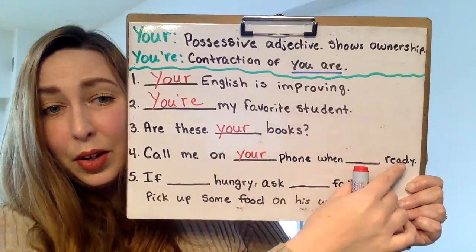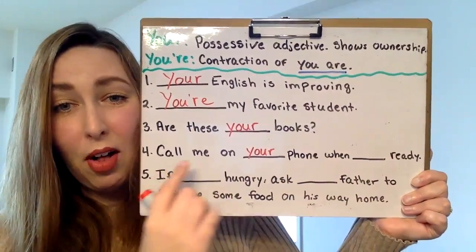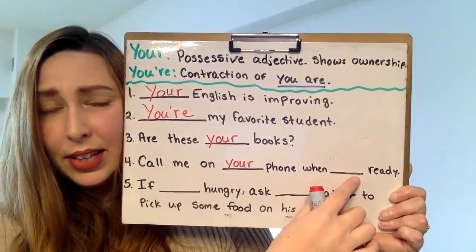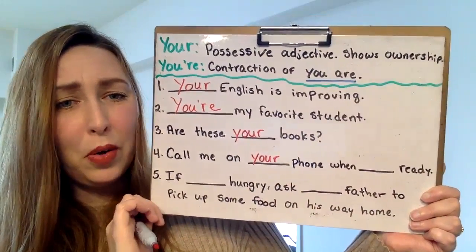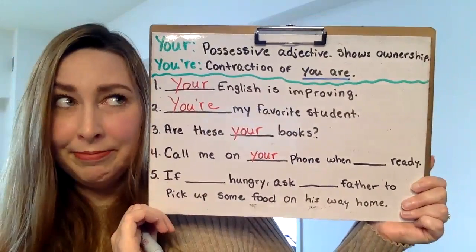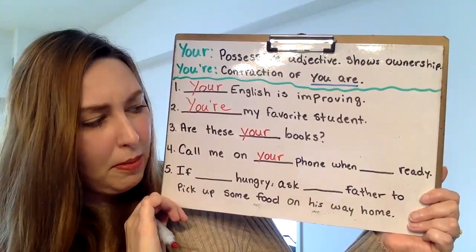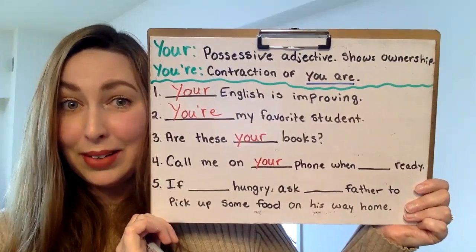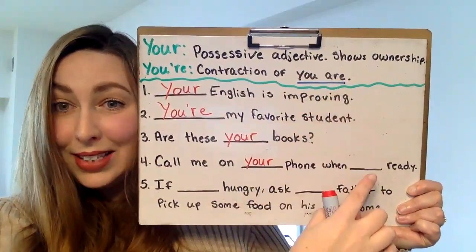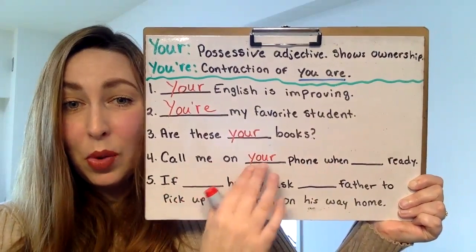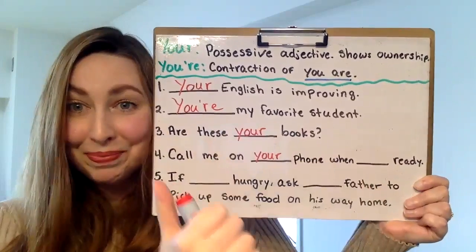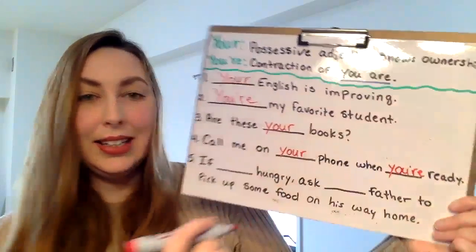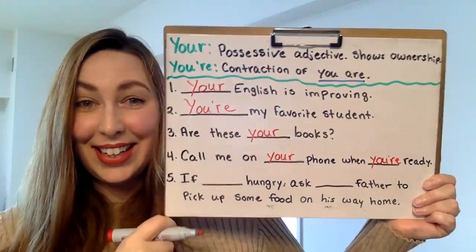Then who is ready? Who is ready? Call me on your phone when. Can we say a possessive here? Can we say, call me on your phone when his ready? Hers ready. Call me on your phone when my ready. So that doesn't make sense. So let's check the other one. Does you are make sense here? Does it work? Call me on your phone when you are ready. It works. Okay, so we can say you're with an apostrophe R-E. Very good. Okay, I think you guys are getting the hang of it.